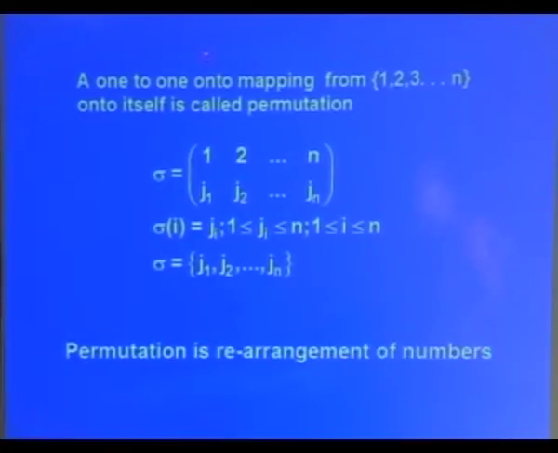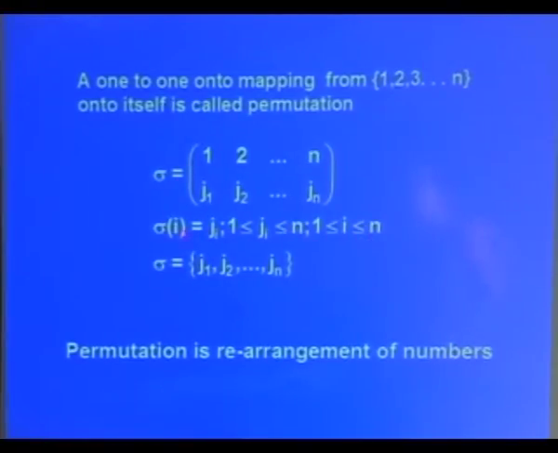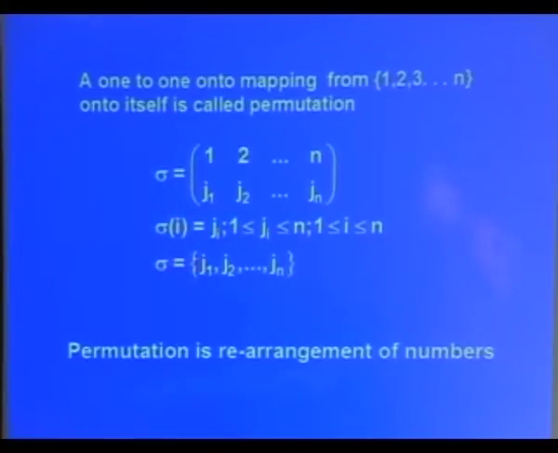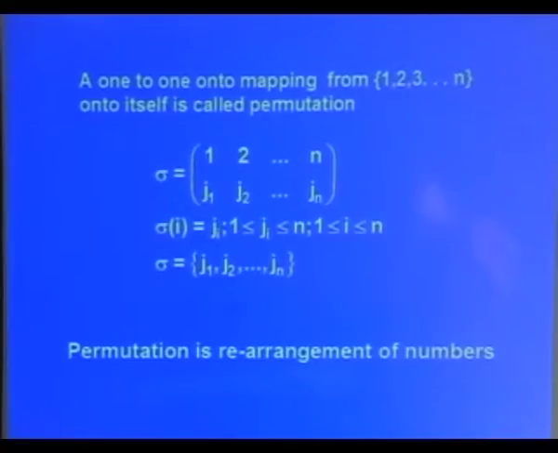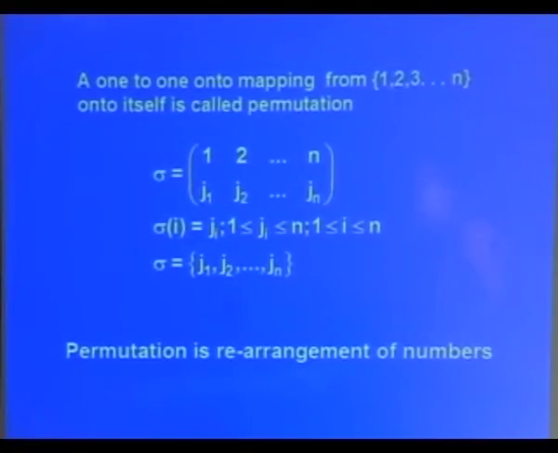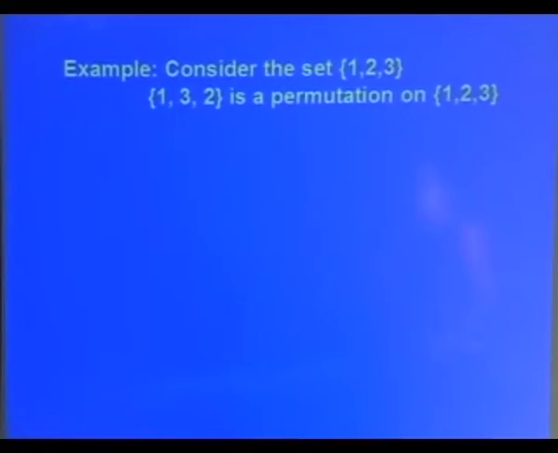We can write down the permutation in a form like sigma i is equal to ji, where ji lies between 1 to n and i lies between 1 and n. Or there is another way of writing this permutation as sigma is equal to j1, j2 to jn. So, we have understood that a permutation is simply a rearrangement of numbers. For example, if we consider this set of first 3 natural numbers 1, 2, 3, then 1, 3, 2 is a permutation on this set 1, 2, 3.